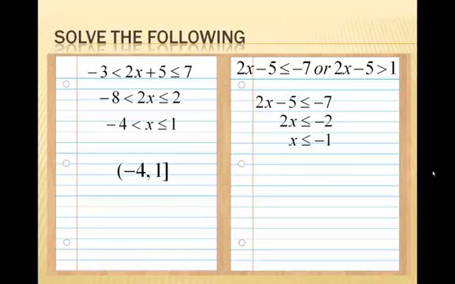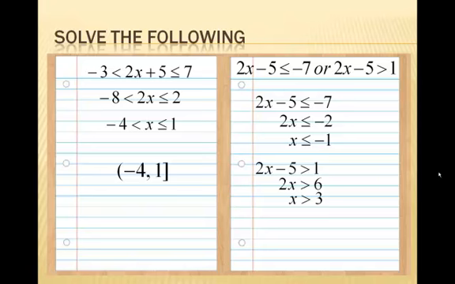This will give me that x is less than or equal to negative 1. So that's one of my solution ranges, and now I focus on the other inequality. 2x minus 5 is greater than 1. So to solve this one, I need to add 5 to both sides and then divide by 2. Alright, this will give me that x is greater than 3.